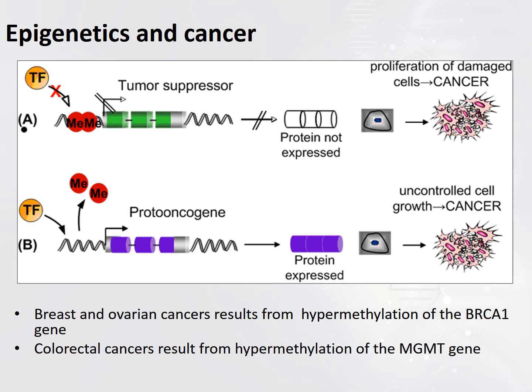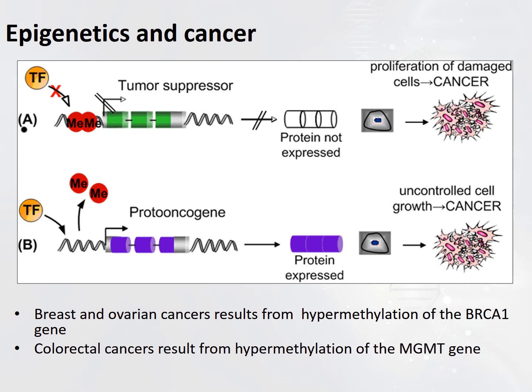Some breast and ovarian cancers result from the hypermethylation of the BRCA gene. The BRCA gene, if it's hypermethylated, it's turned off, and it's a gene that is involved in DNA damage repair. So once you don't have the gene, the DNA damage accumulates and it triggers uncontrolled cell growth.